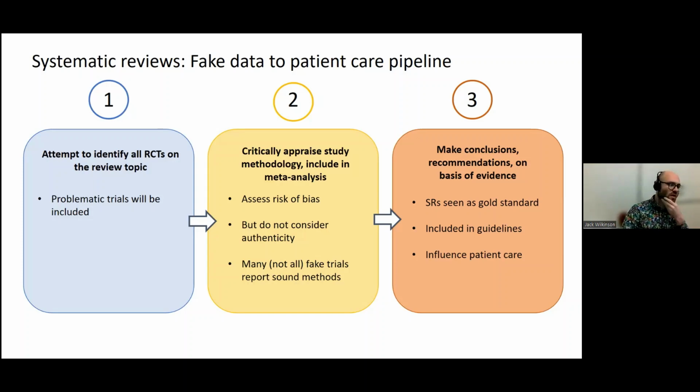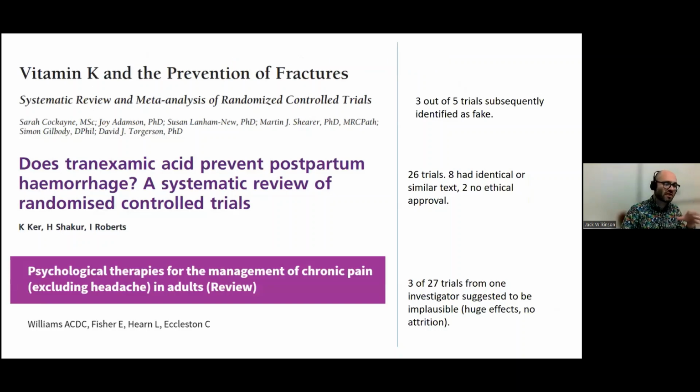And I showed you one example at the start, but this isn't restricted to any one clinical area. It's not an isolated incident. We see examples popping up all over the place. So I've put a few examples on the screen here. We've got vitamin K for the prevention of fractures. We've got tranexamic acid for the prevention of postpartum hemorrhage. We've got psychological therapies for the management of chronic pain. These are all examples of systematic reviews where it looks like we have concerns about the authenticity of some of the trials in some sense, okay?